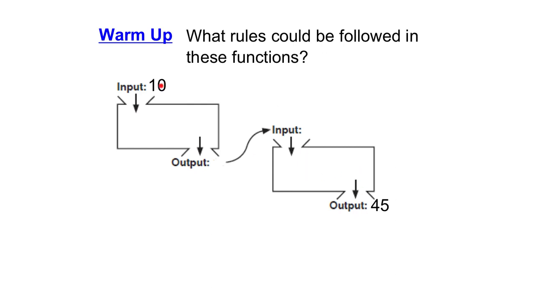When I input 10 into the first one, its output is now the input of the second machine, and the output of that one is 45. So I want you to come up with a rule for the first machine and a rule for the second machine so that when I put 10 as the input in the first machine, we get 45 as the output of the second machine. So pause the video, see what you can come up with.